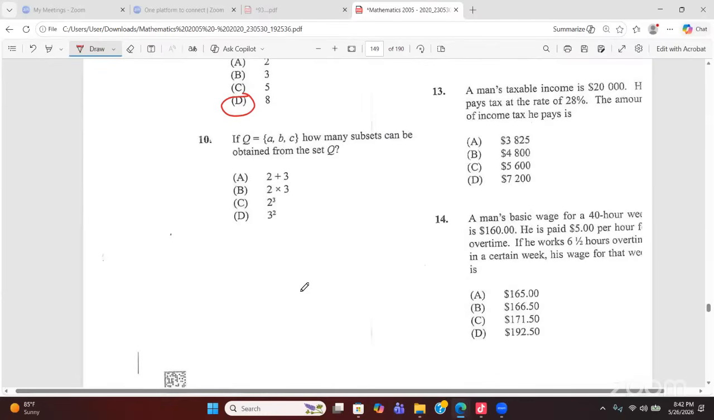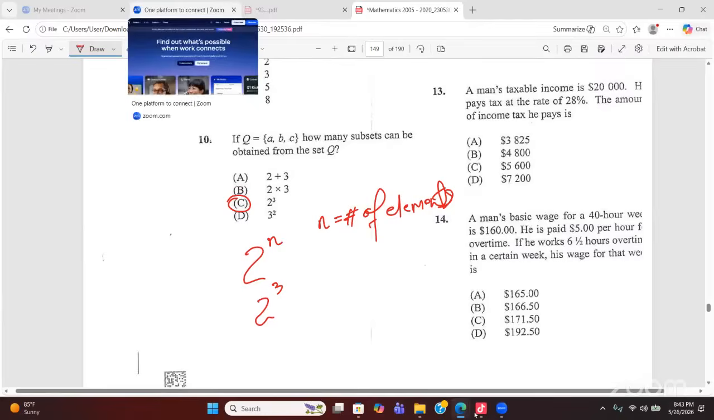Very good. Let's take a look at 10. The elements of the set Q are A, B, C. How many subsets can be obtained from Q? The number of subsets is given as 2 raised to N, where N equals the number of elements. So it's going to be 2 raised to the 3rd power, and we're looking at C. All right, everybody get that? Everybody gets C right there. All right, we're doing all right.